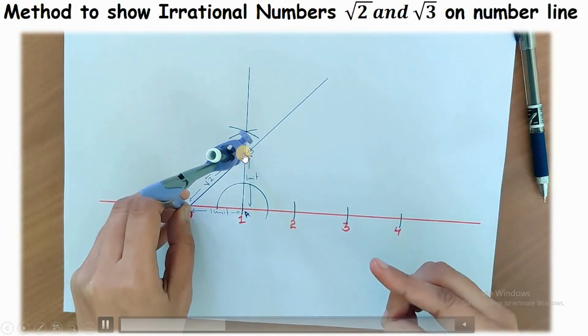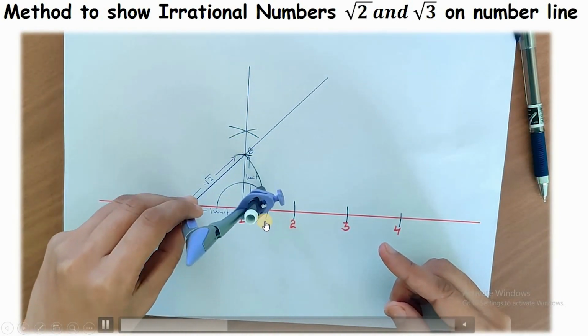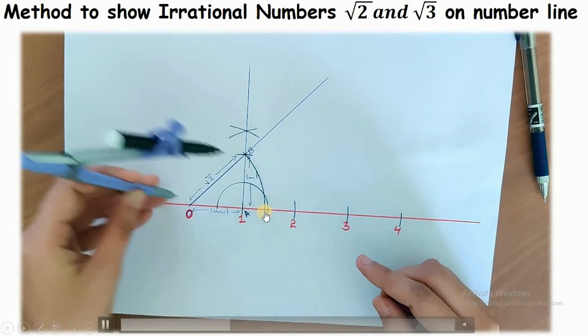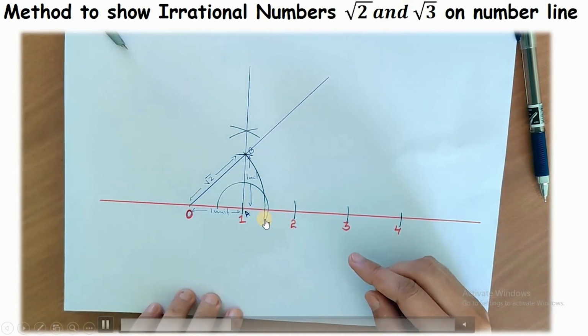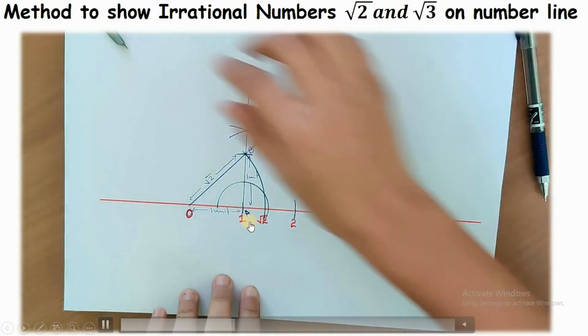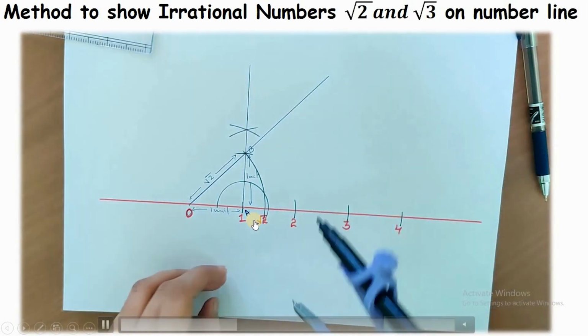We'll draw an arc passing through the number line. Now this is our square root of 2. We'll write square root of 2 over here. Done. We are now done with representing square root of 2 on the number line.